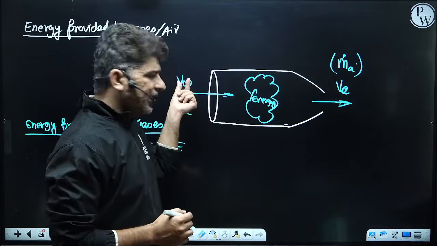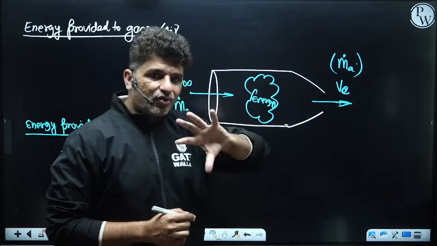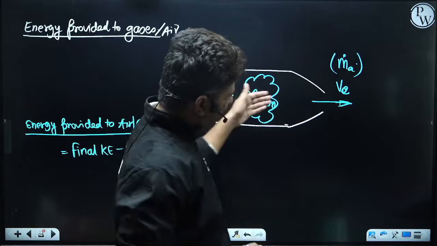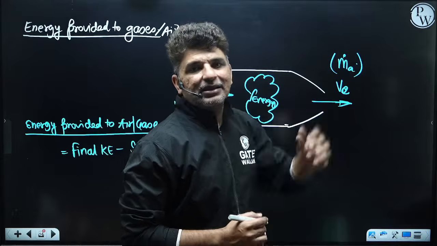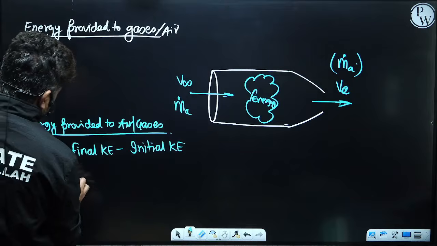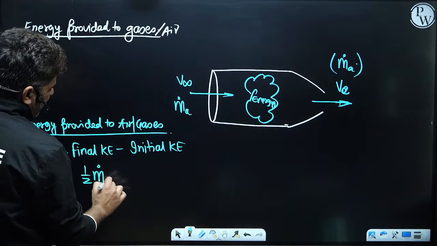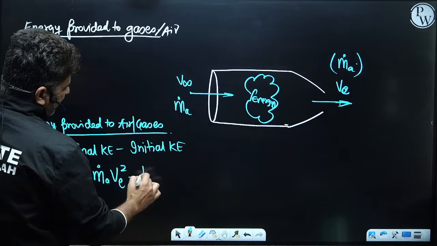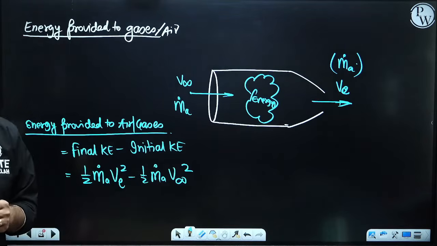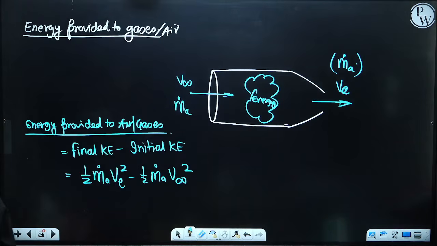So here mass of air is entering with v infinity, and you provided energy. Somehow you accelerate this air, like in a turbofan or turboprop, and the exit is moving with a velocity v exit, and the mass flow rate is the mass flow rate of air. So can I say the energy provided to gas or air would be equal to half of m dot air into v exit square minus half of m dot air into v infinity square? Yes or no? This is the kinetic energy which has been provided.